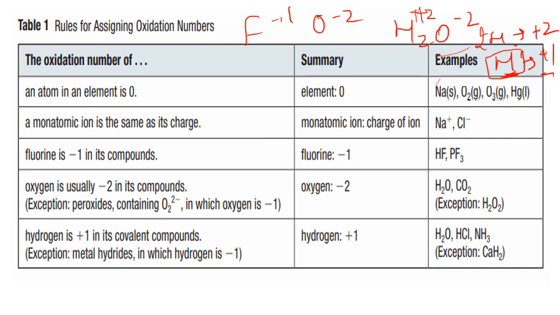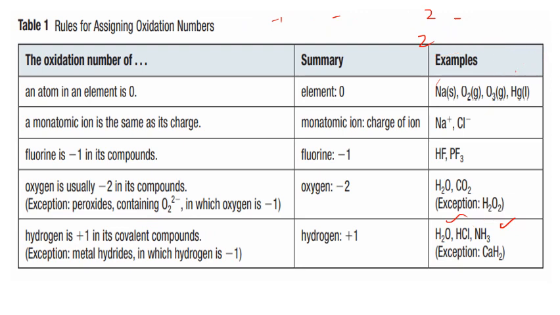Hydrogen is plus 1 in its covalent compounds, so wherever hydrogen is forming covalent compounds, you will treat it as oxidation number plus 1. For example, H2O, HCl, and so on, and the exception is CaH2. Moving on, let me clear this up a little bit, and then we move on with our discussion of oxidation numbers and their rules.